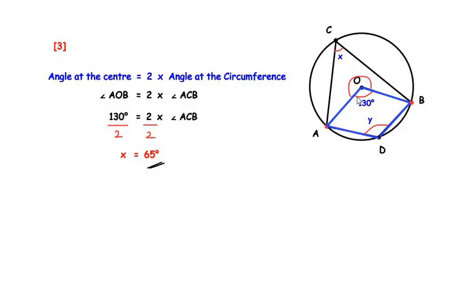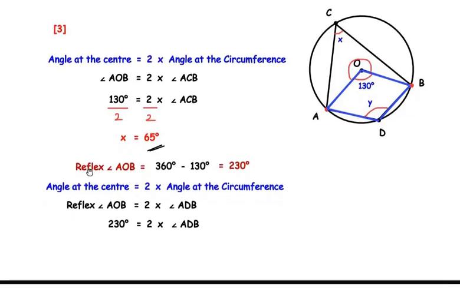That is, we are going to subtract 130 degrees from 360 degrees, that is angle at a point. So here we have written reflex angle AOB is equal to 360 minus 130, giving us 230 degrees. Now once we have got the reflex angle AOB, we can see that these 2 angles are pointing towards the minor segment. So we are going to use the angle at the center theorem. So reflex angle AOB, that is the central angle, is equal to 2 times angle at the circumference, that is angle ADB, which is y.